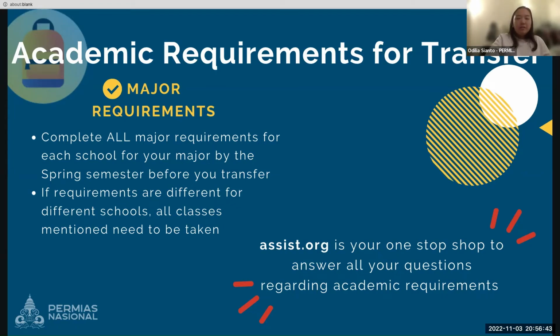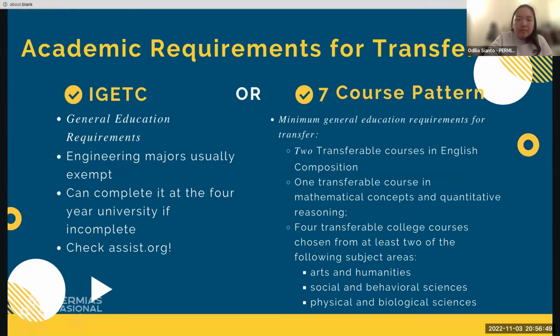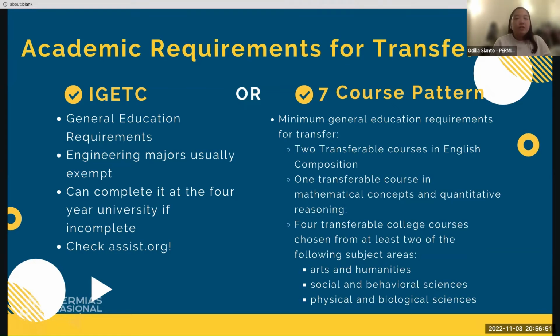So in addition to your major requirements, of course, we have, let me see, where's the next slide. We have your general education and the minimum requirements to transfer. I think most of you will have completed IGETC, and if you have, then you shouldn't be worried about this. This should be completely fine.